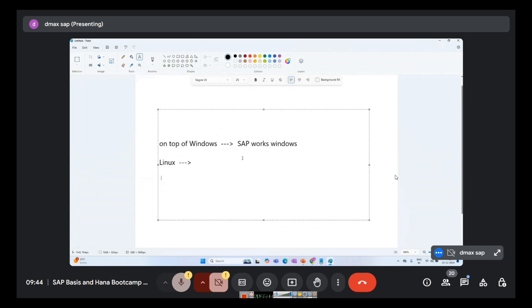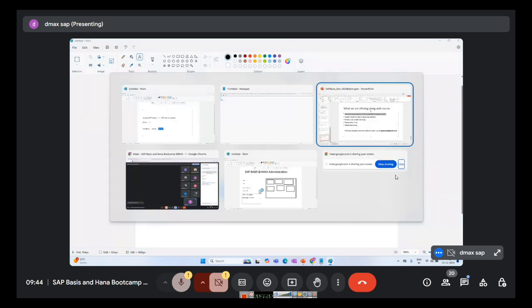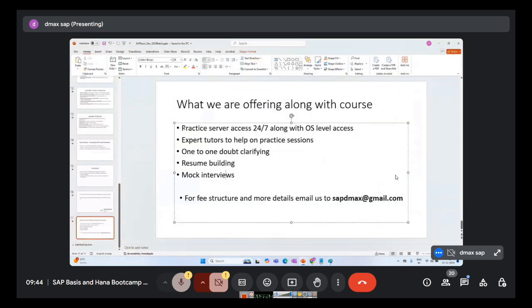Again, SAP will connect with a database. So how does my SAP work on Oracle, how does my SAP work on HANA? If you want to know all these, you should have OS level access to the server to perform some of the tasks on Windows, Linux, Oracle database, HANA database. These things will be done on our own server, which will be available to you.